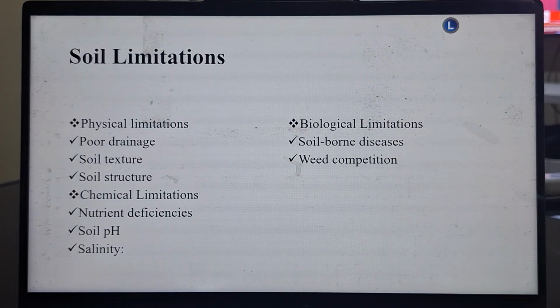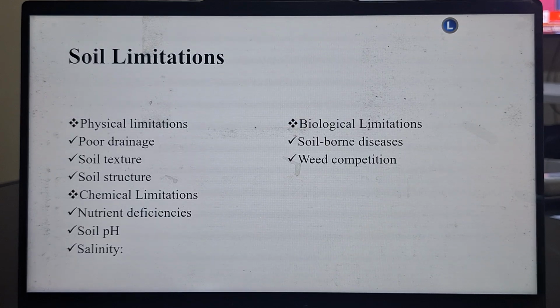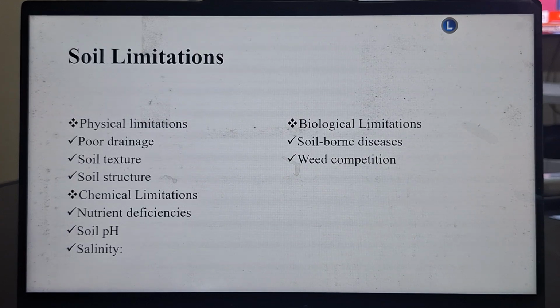Now, the biological limitations: we look at soil-borne diseases and weed competition. Starting with weed competition, you realize that we have a lot of weeds that usually compete with this rice, and then it becomes very difficult. However, the introduction of synthetic weedicides is something that is not gaining much attention within the rice production areas, where they use these chemicals to reduce weed competition among the crops. Then soil-borne diseases: because those areas are usually swampy, we have issues of soil-borne diseases.